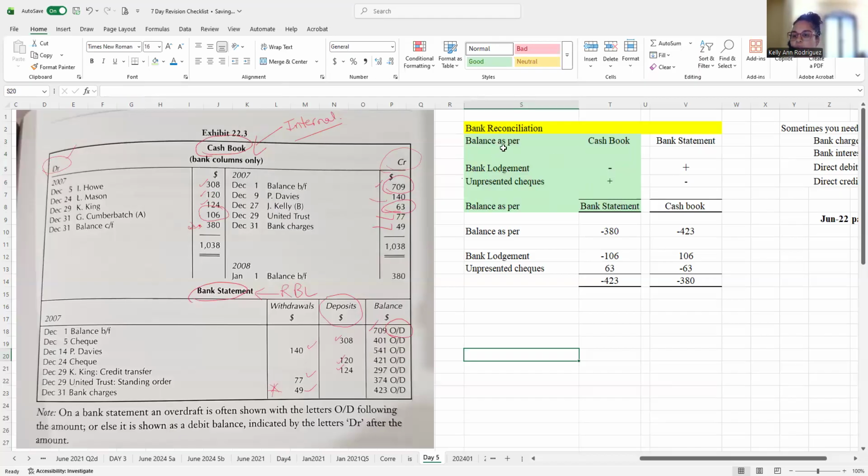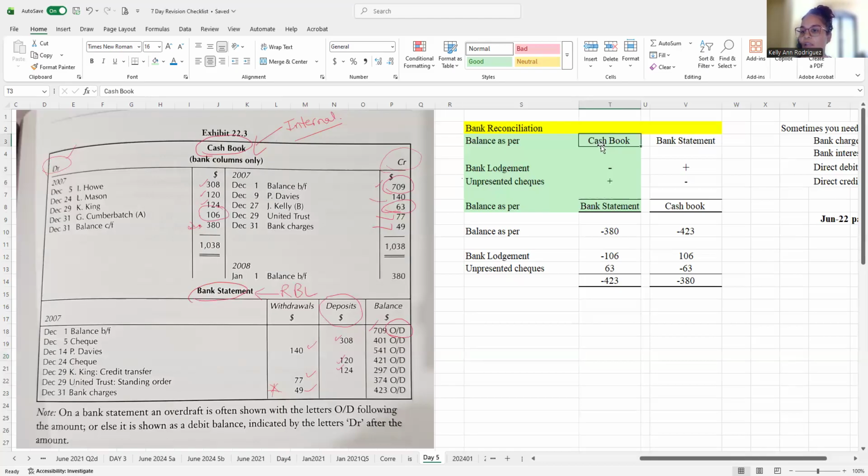If you're starting with your balance as per your cash book, there are two ways to do reconciliation. The examiners will tell you which way to start. They will state, reconcile starting with your cash book balance, or reconcile starting with your bank statement balance. So they will tell you what they want you to start with. According to what they say, this is how you're going to have to approach it.